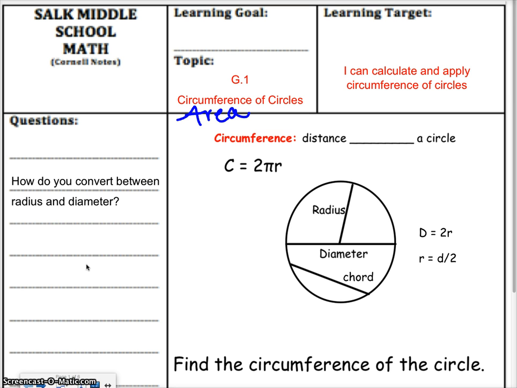Keyword here, circumference, is distance around. It is the perimeter of the circle. So it's around the circle. If I have a circle, my circumference is around it, not in it. The formula for circumference is 2 times pi times r. 2 pi r is what we say. R is the radius, and pi, as 7th graders, you use 3.14.